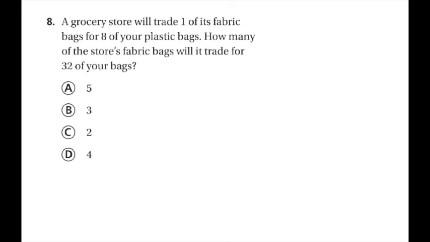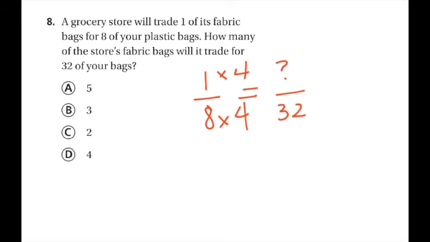All right, let's look at our next problem. It says, a grocery store will trade 1 of its fabric bags for 8 of your plastic bags. How many of the store's fabric bags will it trade for 32 of your bags? So I'm going to write some fractions. 1 for 8 is going to be equal to something for 32. Now I have 1/8 equals something over 32. So 8 times what equals 32? Well, if I count by 8s, I have 8, 16, 24, 32. So 8 times 4 equals 32, and therefore I want to multiply 1 times 4 as well, which gives me a numerator of 4.